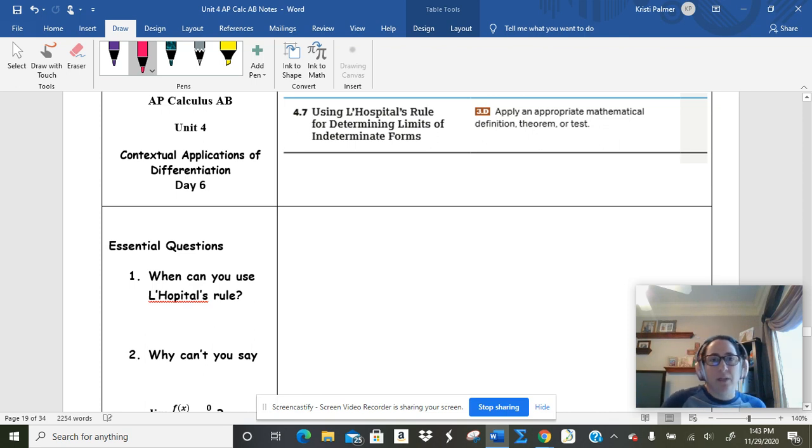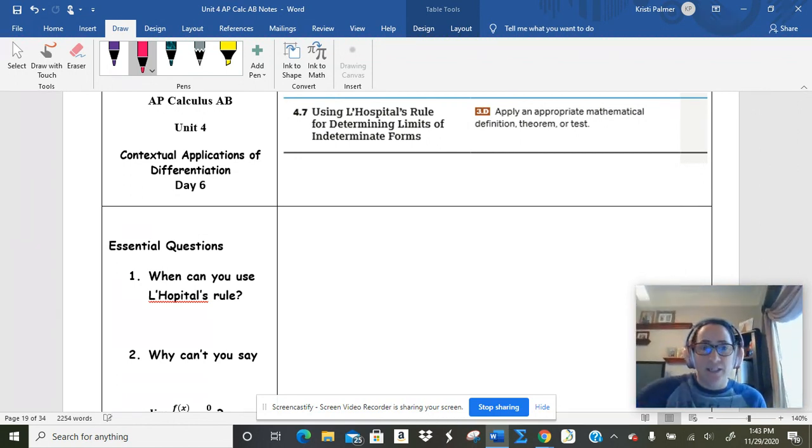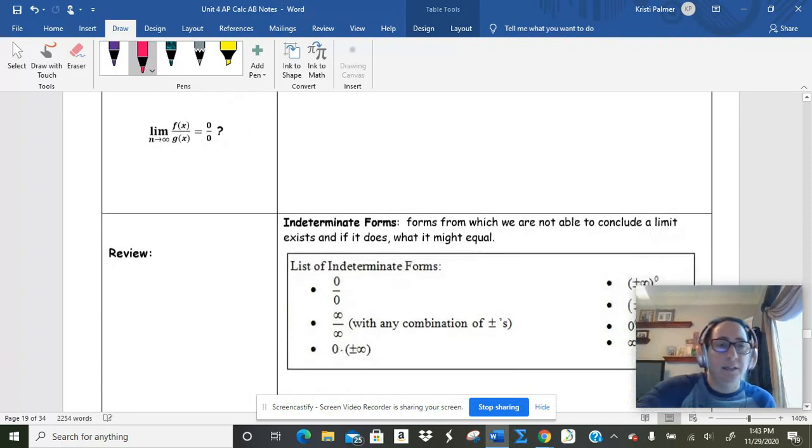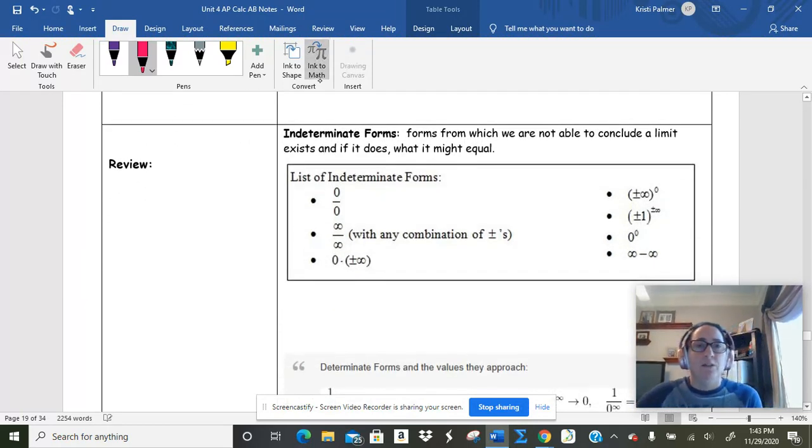Hey, last day we talked about indeterminate form, and now L'Hopital's. It's kind of weird that he just fit it in here for L'Hopital, but it's kind of nice because you're going to like this trick. So we're going to talk about when we can use L'Hopital, why we can't say this, and let's get going. So indeterminate form, we've talked about before.